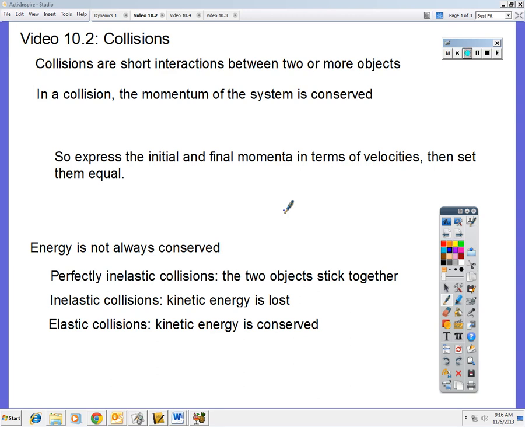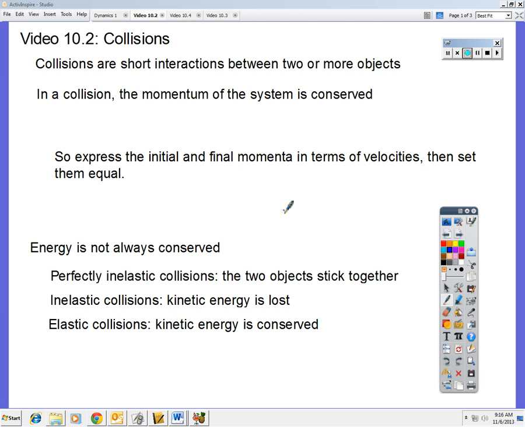Hey, welcome to video 10.2 where we're going to be looking at collisions. This is going to be the single most important application of conservation of momentum, so we'll spend the next couple of videos on this topic. And we'll define a collision as a short interaction between two or more objects, short being the important thing.